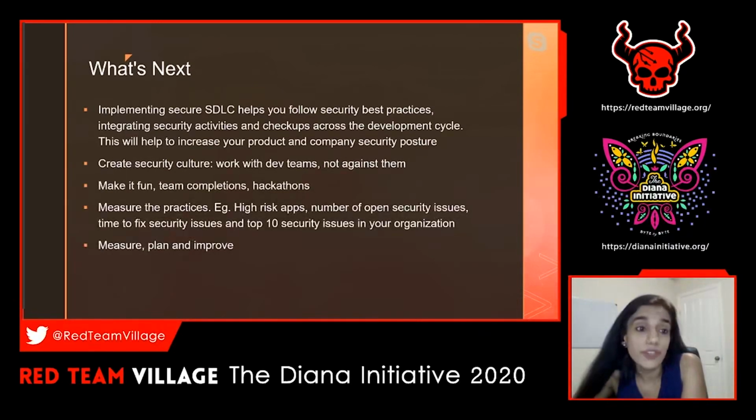And the last thing that I'm going to talk about: measure the practices. Have a dashboard. Track your high-risk applications, the number of open security issues, and how much time people are spending fixing those open issues. Are they actually getting fixed, or have they been open for a long time? Because if they're open for a long time, then you have to escalate it. You have to make somebody accountable. So have a dashboard and make sure it's regularly updated. And list all the top 10 security issues in your organization. And last, measure, plan, and keep improving by moving left in the SDLC.